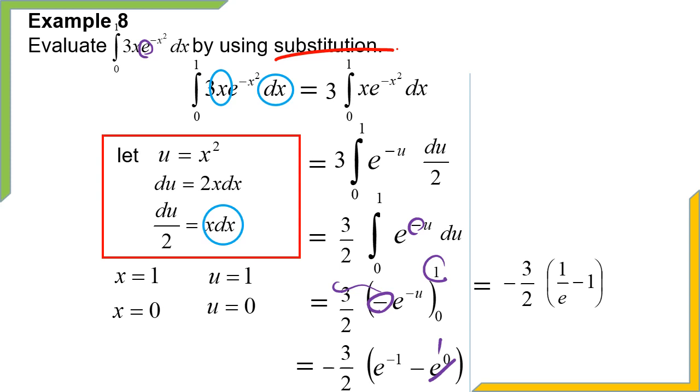Or also you can just use your calculator to find out the answer in a decimal point. Try to use your calculator. Do you get the answer or not? This e is e to the power of 1. So you can either use the alpha e to the power of 1 or shift e to the power of 1 or alpha e. Okay, so that's all for this example.